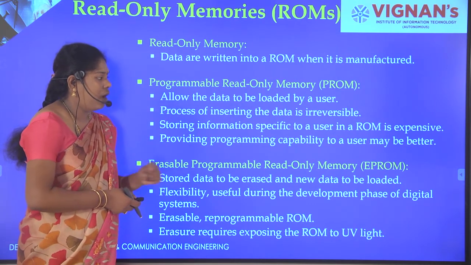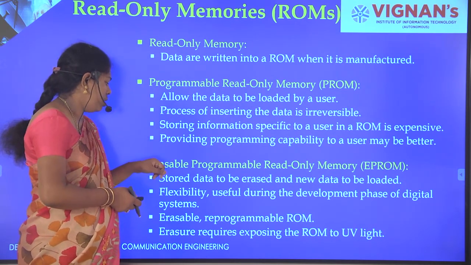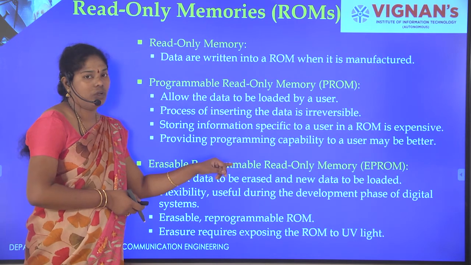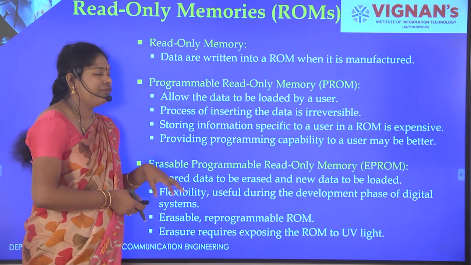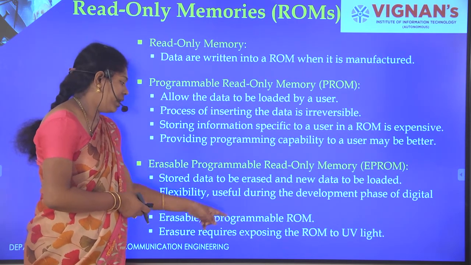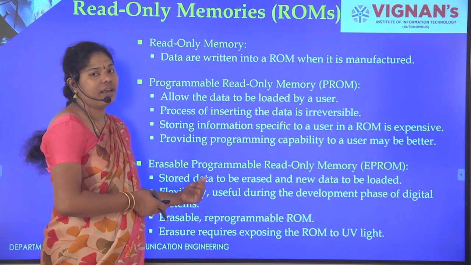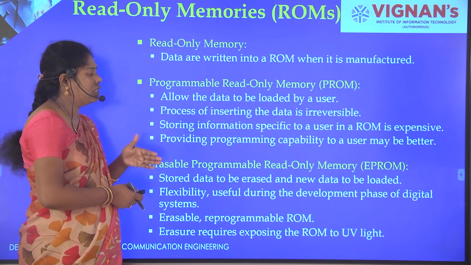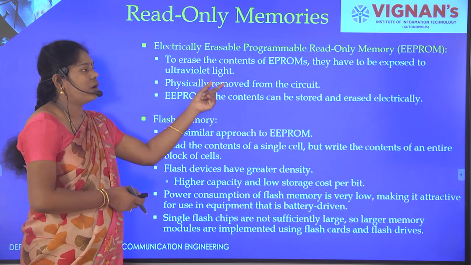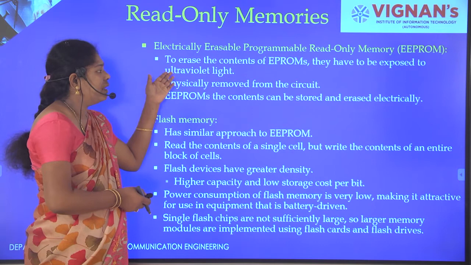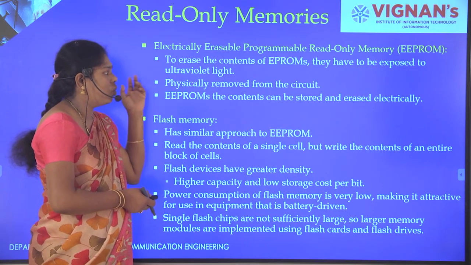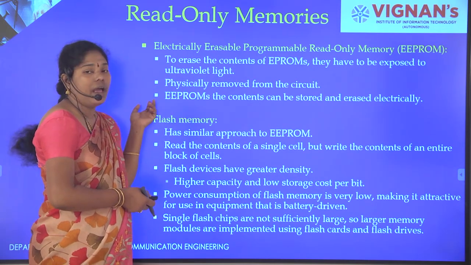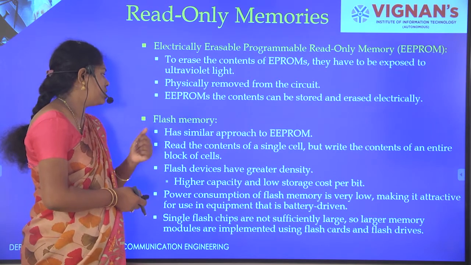Next we go for erasable programmable read only memory. Erasable means that by exposing it to UV light we can erase that ROM. Next is electrically erasable programmable memory. Electrically erasable means that, instead of UV light, we can erase the corresponding memories electrically.